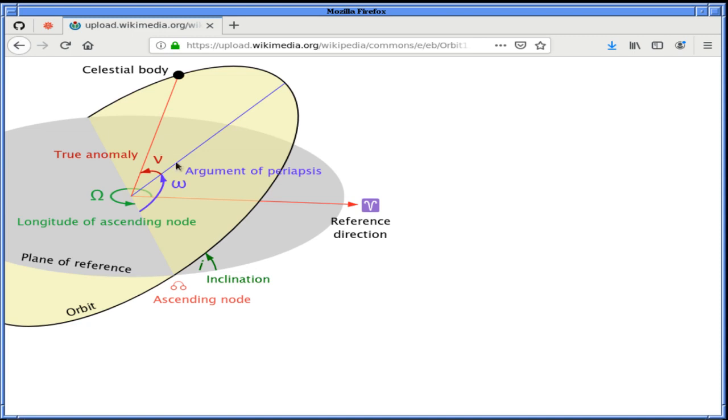And I think I'm missing one thing here. The ascending node is where basically the planet touches the ecliptic. So it goes up, argument of the periapsis, true anomaly. Hopefully I've got all that stuff there. You can refer back to it.